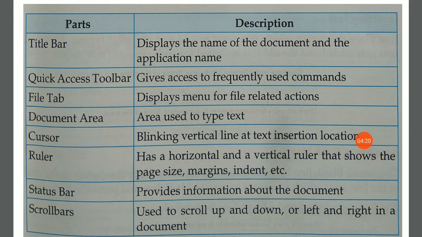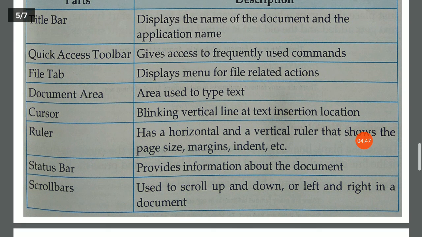File tab. File tab displays menu for file related actions. Just like with the help of file tab, you can open a new file, you can open an existing file, you can save a file after working on it. Document area. Area used for typing text. Cursor. Blinking vertical line at text insertion location.